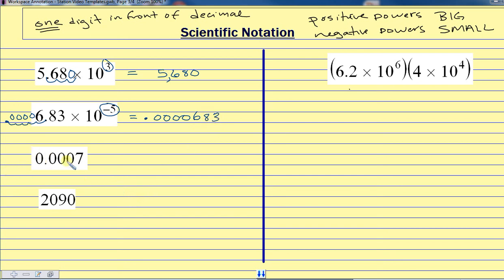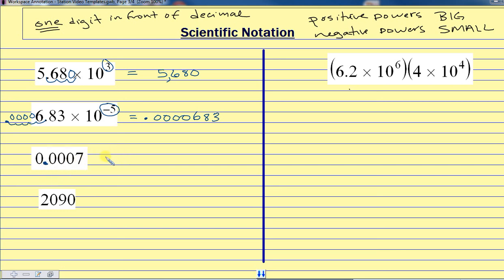Now, when I have standard form and I have to do scientific notation, I want to think, is this number big or small? 0.0007. Now these zeros in front, your calculator would show them to you. You don't necessarily need them. So I have 0.0007. That's a small number.